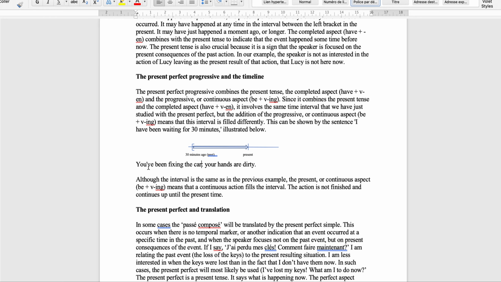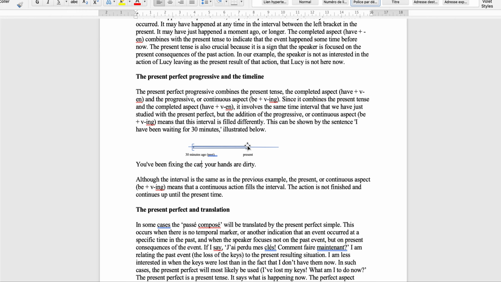Now, here we have, you've been fixing the car, and here we have the present perfect progressive. Now notice we're talking about this activity. You started fixing the car. Here we notice there's no indicator. I could say you have been fixing the car for 30 minutes, since this morning. I could do this, but there's no indicator of how long this interval is. But the idea is, at a given point, you started fixing the car. You've been doing this activity up until now.